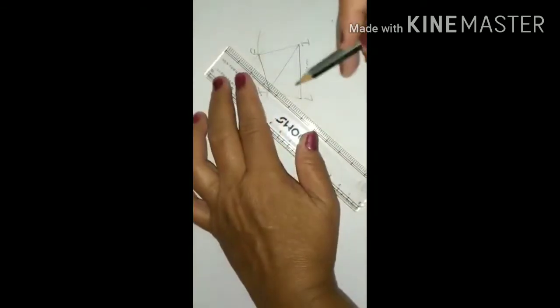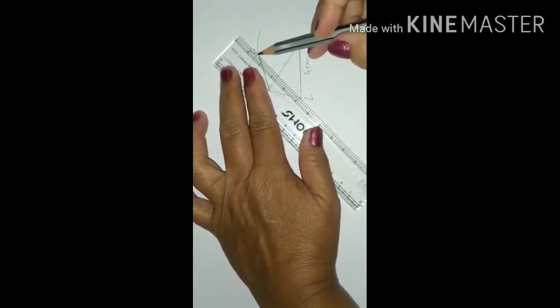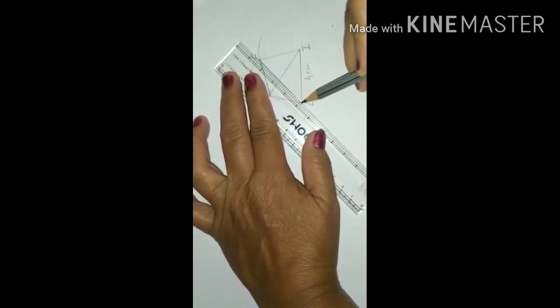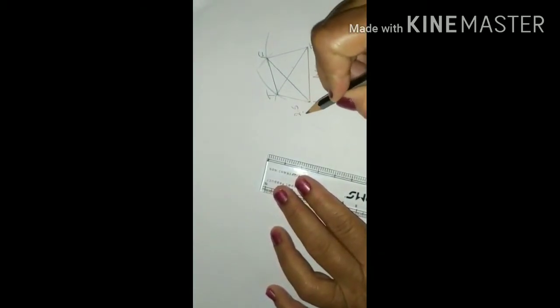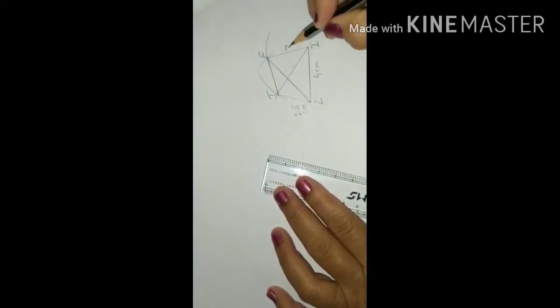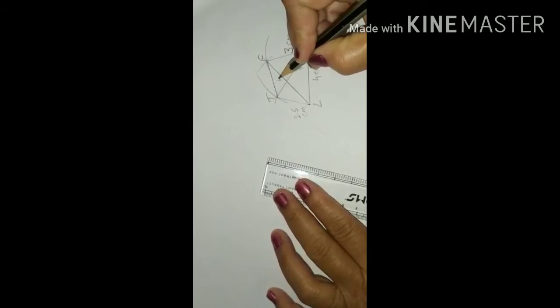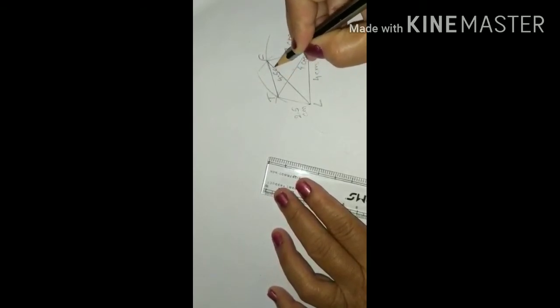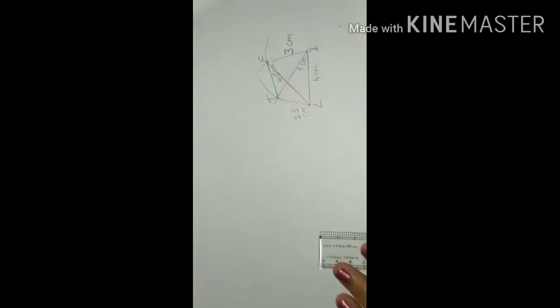So let us write the measurements now, and now this will be 4.5 centimeter. This is 2.5 centimeter. This is 3 centimeter. This is 4 centimeter. This is 4 centimeter. And this is 4.5 centimeter. So our quadrilateral LIFT is ready.